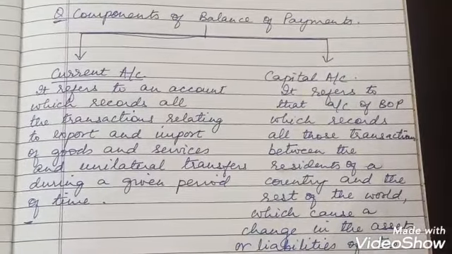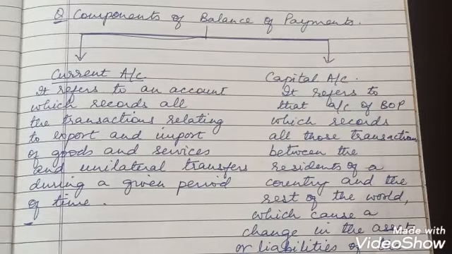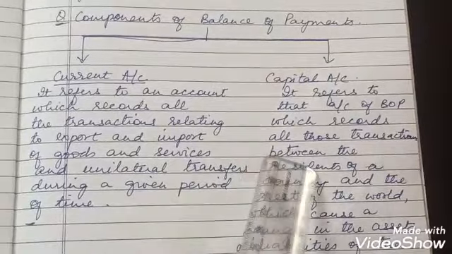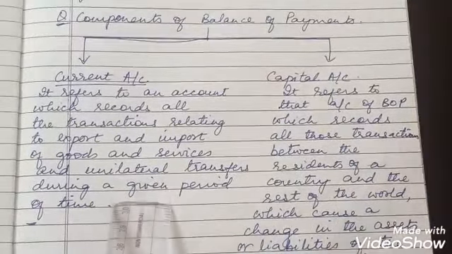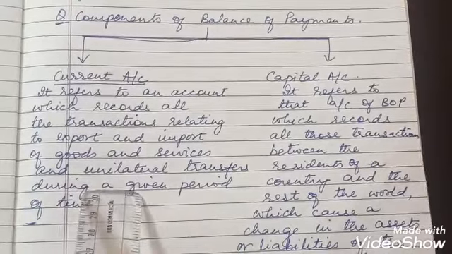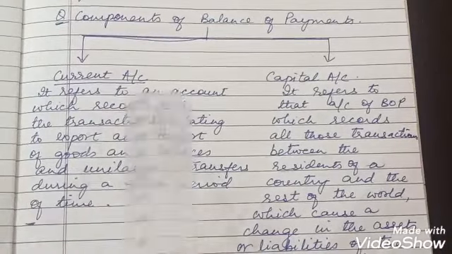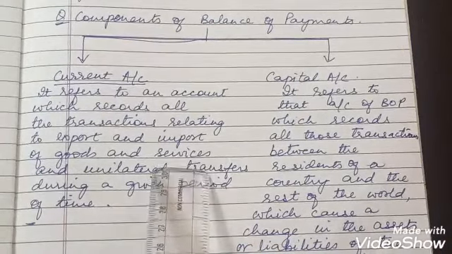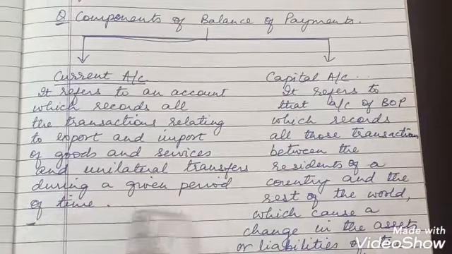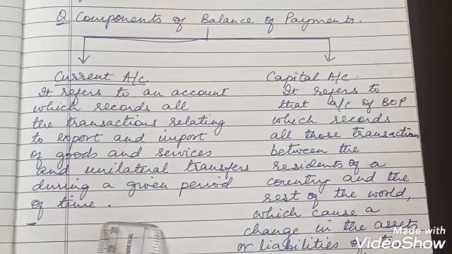Now coming to the most important part of the chapter, or rather the chapter in totality. The balance of payment consists of two accounts. One, a current account, and the second is the capital account. What is a current account? Right? The current account is the account which records all the transactions related to export of goods, import of goods and services, and unilateral transfers during a given period of time. And we all know that given period of time is 1 year.